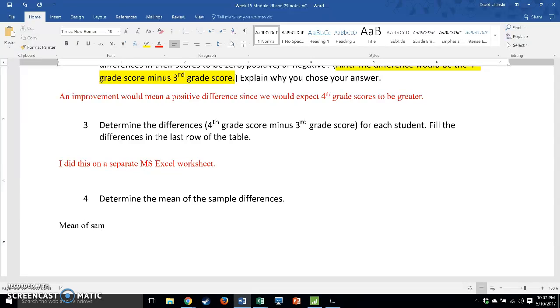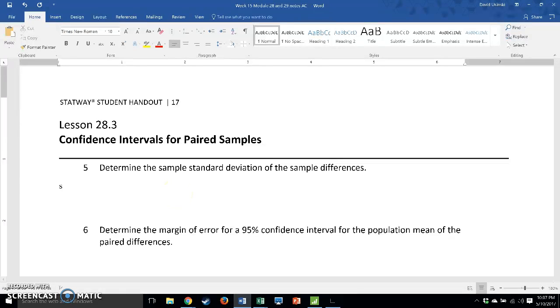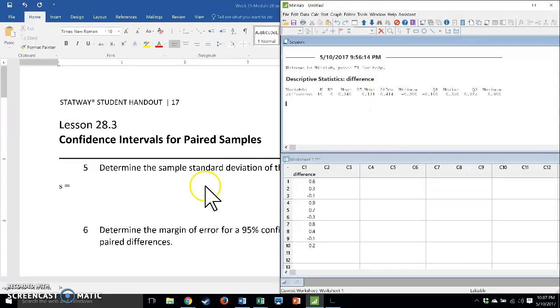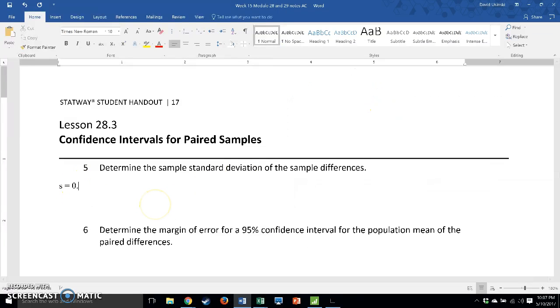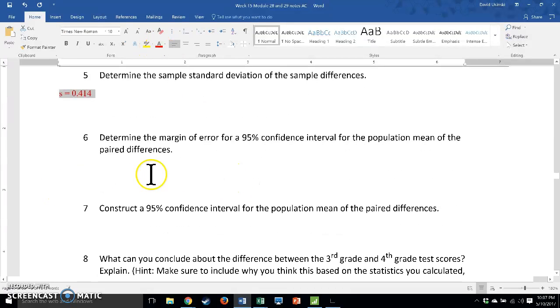So mean of sample differences, which equals x bar, equals 0.340. And their standard deviation, we'll call that our sample standard deviation, and that is 0.414. Determine the margin of error for this interval for 95%.